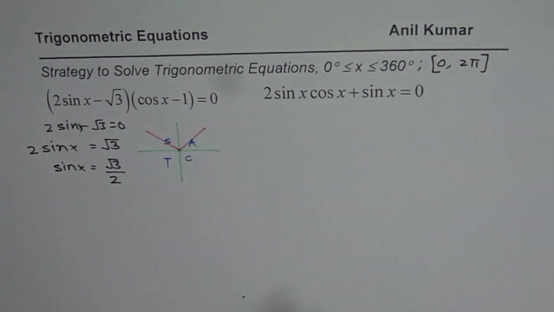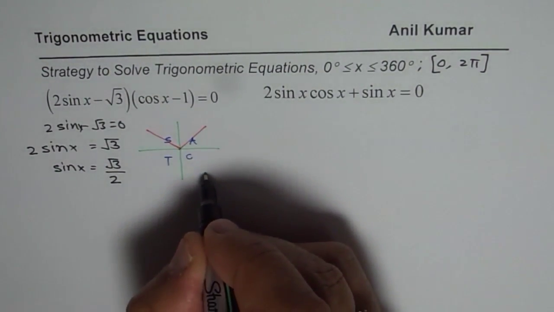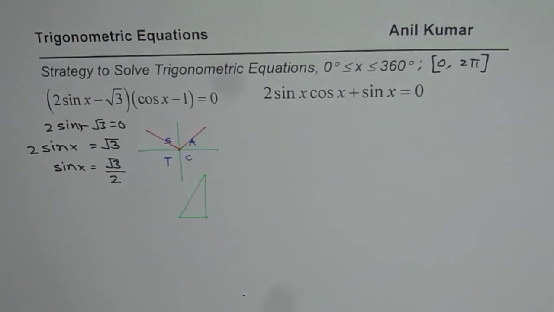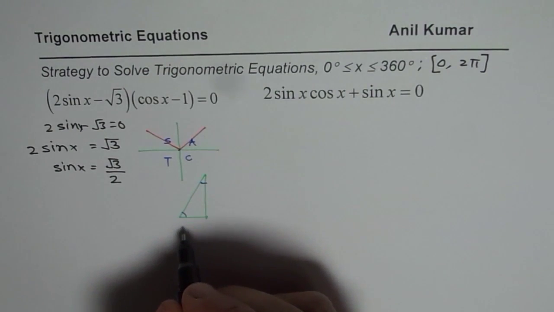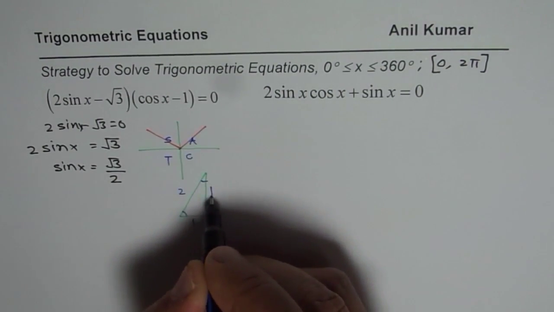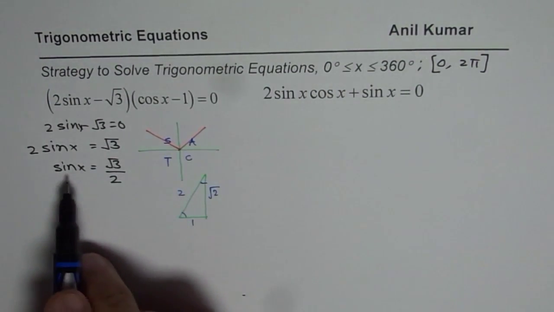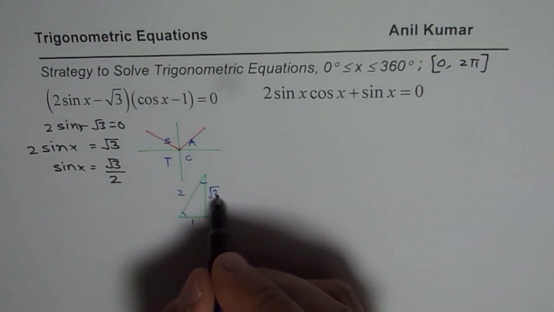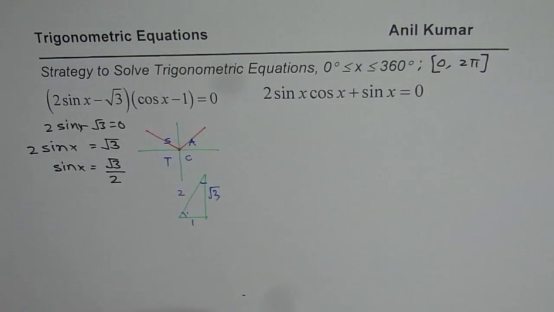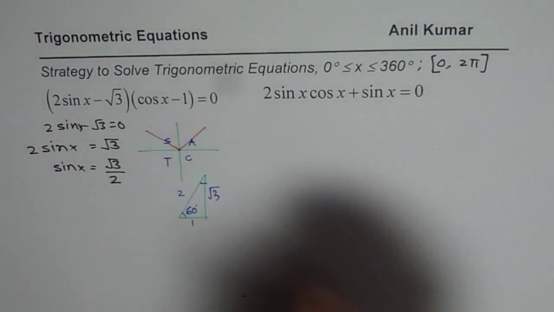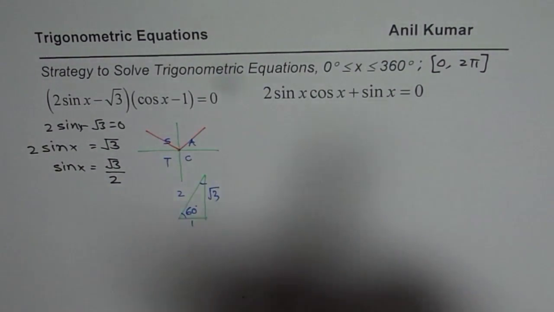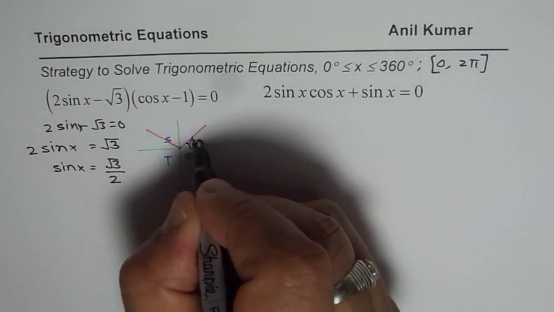Now here we'll use special triangles. It will give you good practice to use special triangles. I've taken the 30, 60, 90 triangle, where the sides are 1, 2, square root 3. We need sine of square root 3 over 2. That means we're interested in this angle, and that angle is 60 degrees for us. So the acute angle for us is 60 degrees, correct? So we have one 60 degrees as a solution.